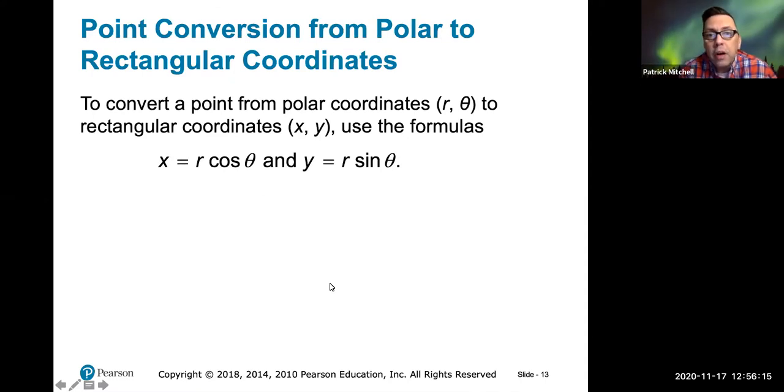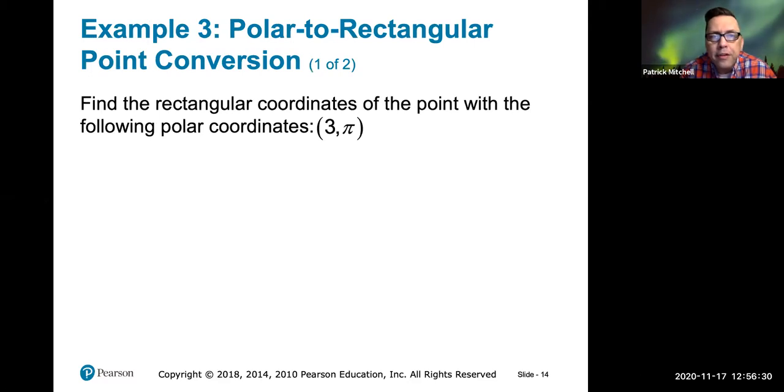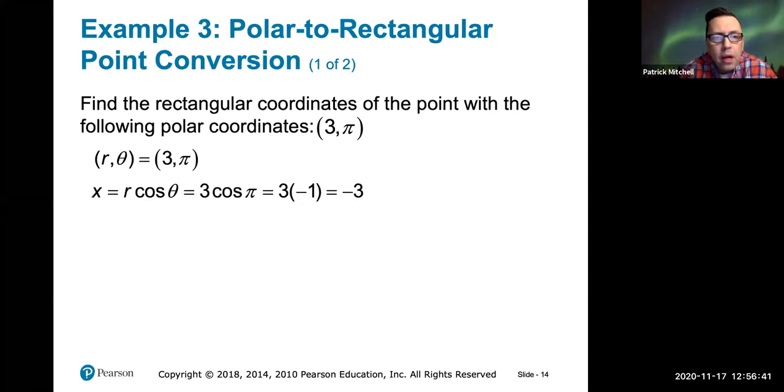All right, so to convert a point from polar coordinates, r theta, to rectangular coordinates, x, y, you use those first two formulas, x equals r cosine theta and y equals r sine theta. So for example, to find the rectangular coordinates of the point with the polar coordinates 3, pi, r is 3 and theta is pi. So x, which is r cosine theta, would be 3 times the cosine of pi. And of course, the cosine of pi is -1. 3 times -1 is -3. So the x coordinate of this point would be -3.